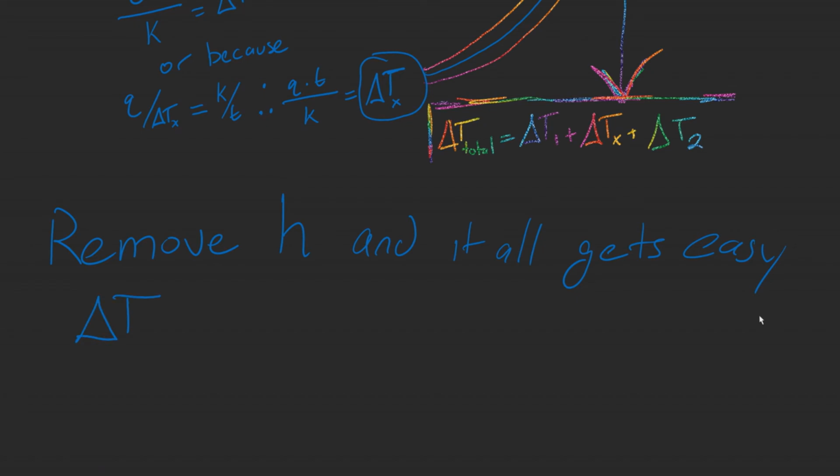Delta T is equal to a function of q. That is what we just proved here. That's what all of this is saying. Delta T is just a function of heat flux.